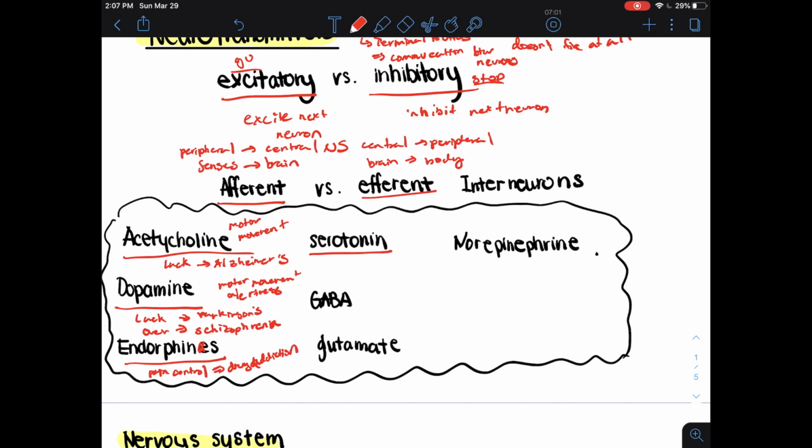Next is serotonin, which is your mood control and memory. Lack of serotonin leads to clinical depression because your mood is not being properly controlled. Your next neurotransmitter is GABA, which is an important inhibitory neurotransmitter.